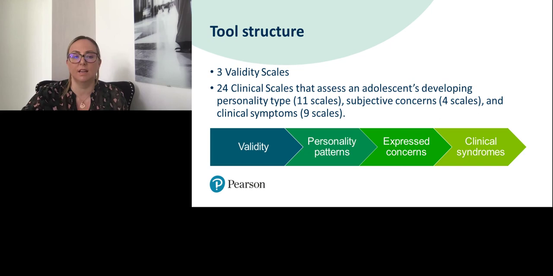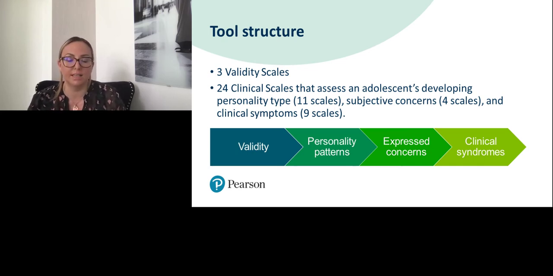This is an outline of the tool structure. So there are 3 validity scales. There are 24 clinical scales that look at personality patterns. There are scales that look at subjective concerns, expressed concerns, and there are clinical symptom scales as well.